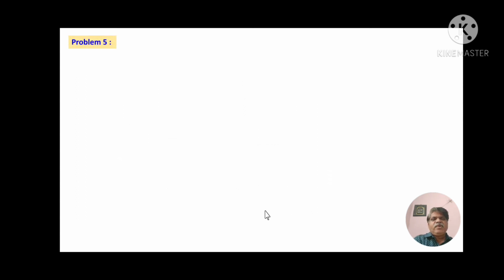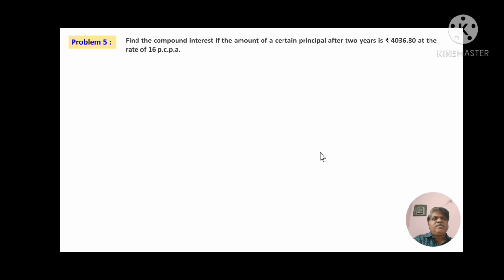The remaining problems we are going to see in the next lecture. Find the compound interest if the amount of a certain principal after 2 years is 4036.80 at the rate of 16 PCPA. Friends, we have here A is equal to 4036.80, R is 16 PCPA and N is equal to 2 years. CI we have to calculate.